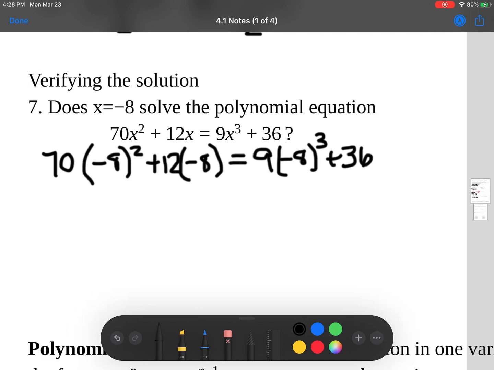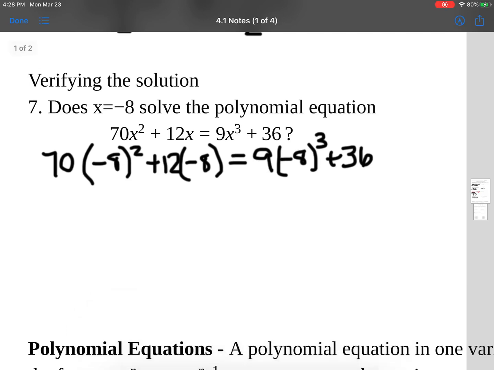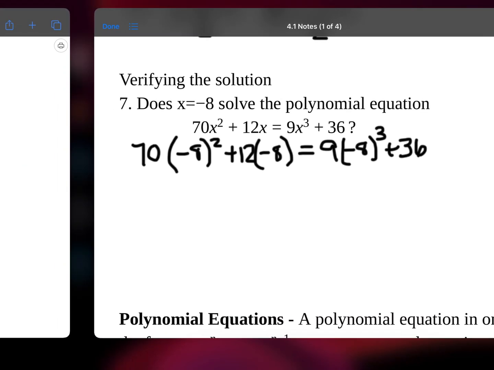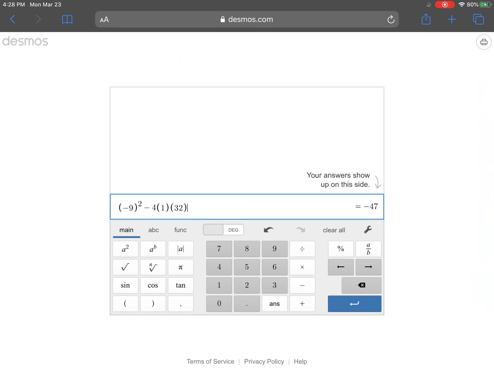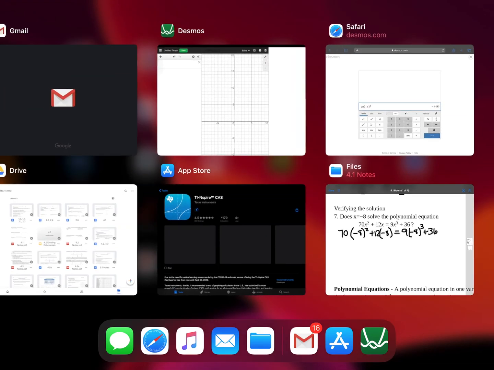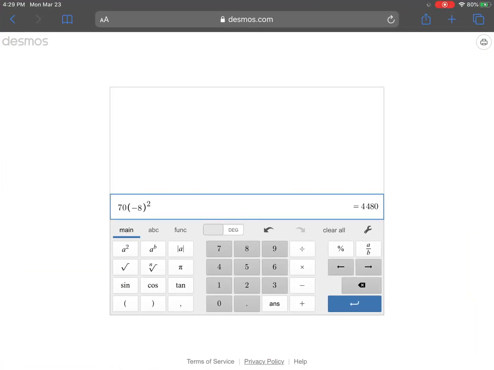I'm going to go back to my calculator for this. So we first have 70 times negative 8 squared. All right, so we'll clear this out. 70 times negative 8 squared. And the second part of that was plus 12 times negative 8. So plus 12 times our negative 8. And that answer gives us 4384.